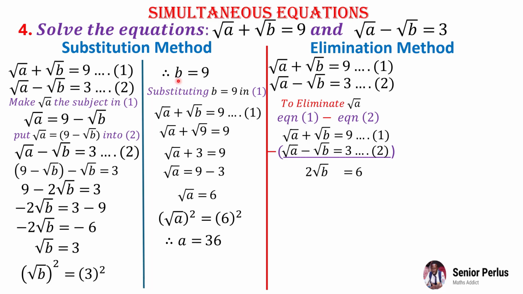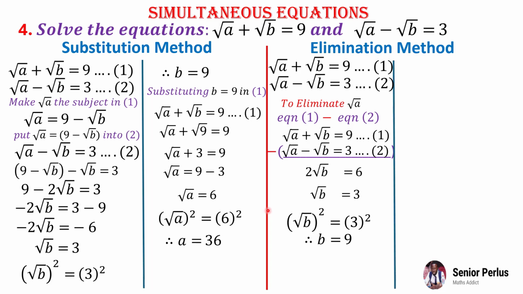Then you will divide both sides by 2. You get root b equals 3. Then I'll square both sides like we did earlier. Therefore, our b is 9. So we are done with b.